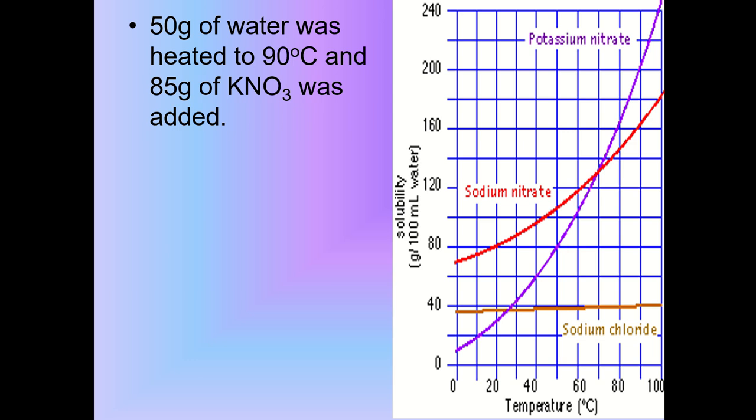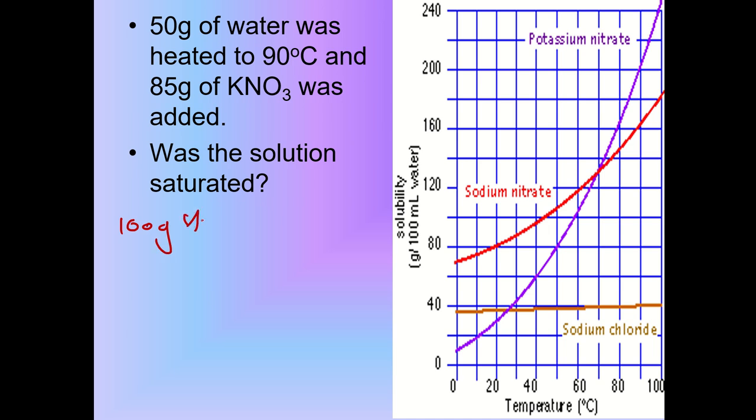Okay, next one. There's not many left. We're getting to the really difficult ones now. 50 grams of water was heated to 90 degrees Celsius and 85 grams of potassium nitrate was added. Was the solution saturated? So all we're after here is very simple, yes or no. So we had 50 grams of water. Well, let's scale it up to 100 grams of water. So 100 grams of water, that would be 85 times 2, which would be 170 grams of potassium nitrate.